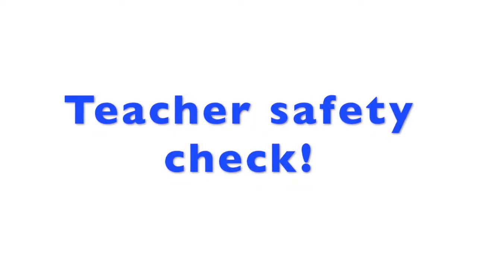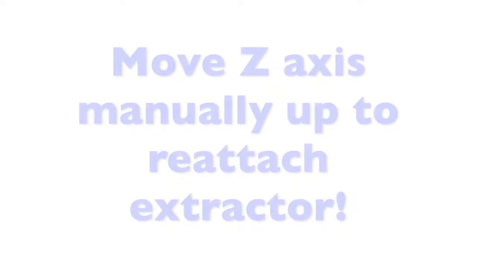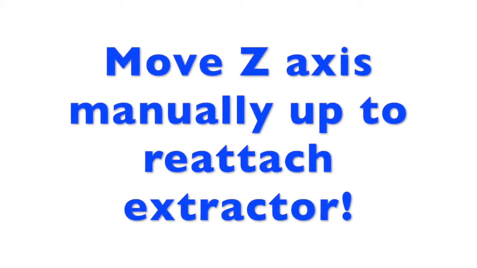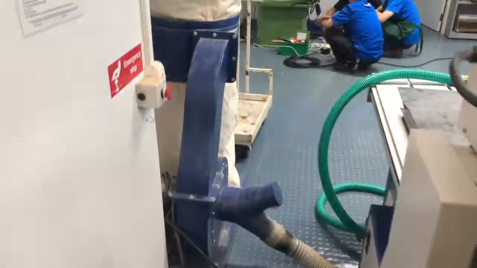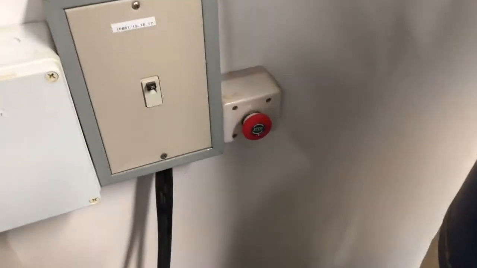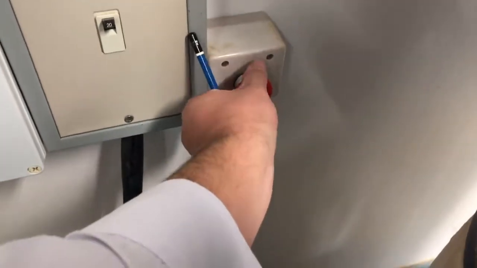I would recommend you have your teacher check that just to make sure there are no issues with it and everything looks okay. At this point, move the Z-axis up with NC Studio manually and reattach the extractor. Head around to the left of the router, you'll find an emergency stop button. Turn it clockwise, that will switch on the vacuum table and the extractor.